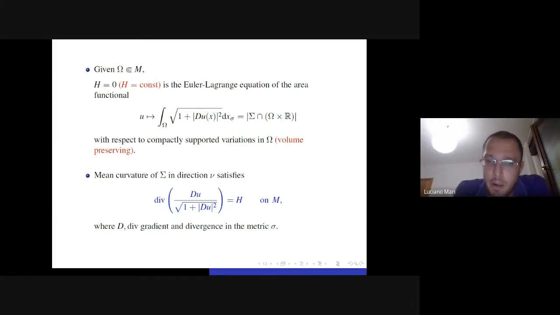If we write down the mean curvature with respect to the original metric on M, it turns out that the mean curvature satisfies a quasi-linear partial differential equation of that kind: the divergence of du divided by the square root of 1 plus |du|^2 equals H, where the gradient and divergence are those of the original metric on M. So the metric for which M is a slice, not the graph metric. Okay?